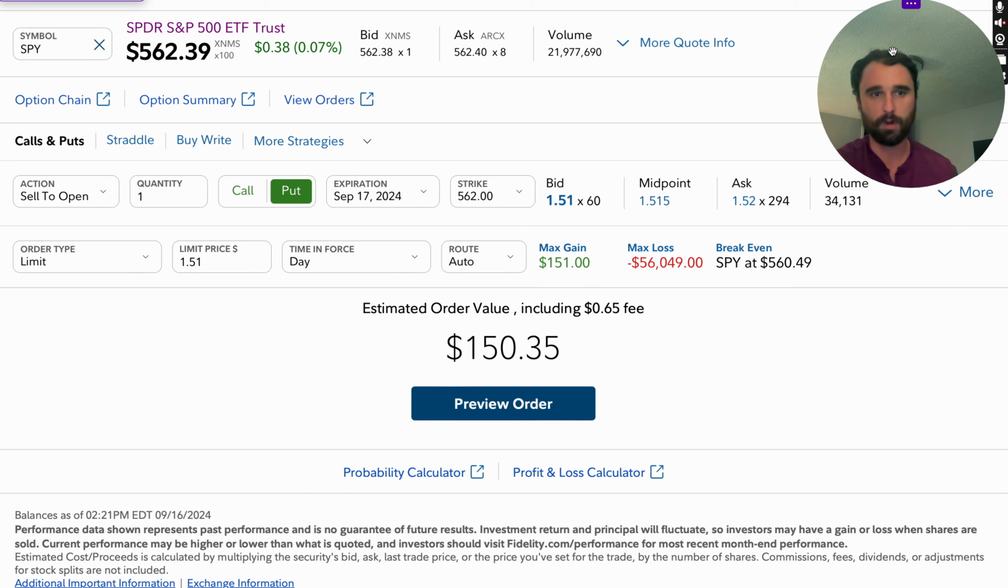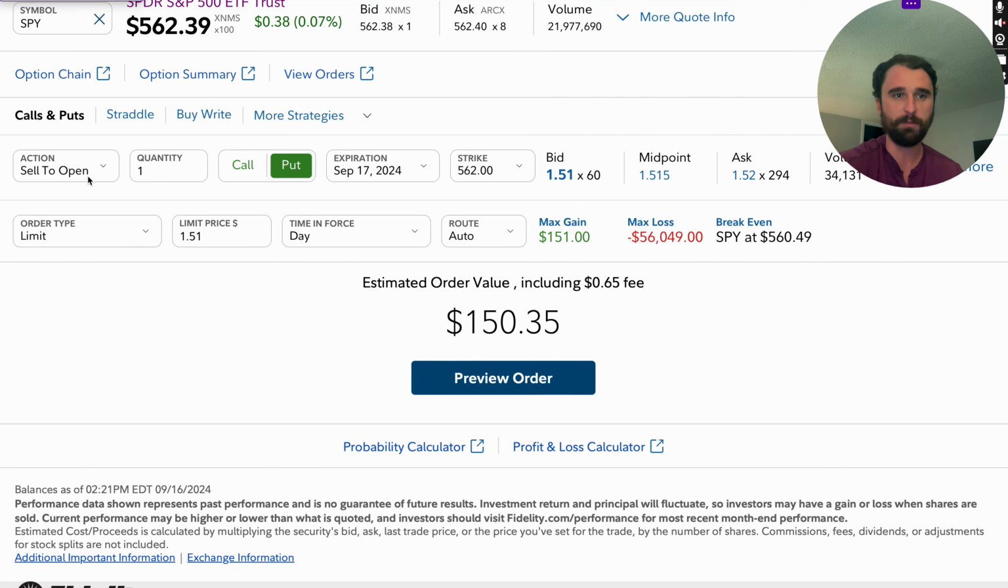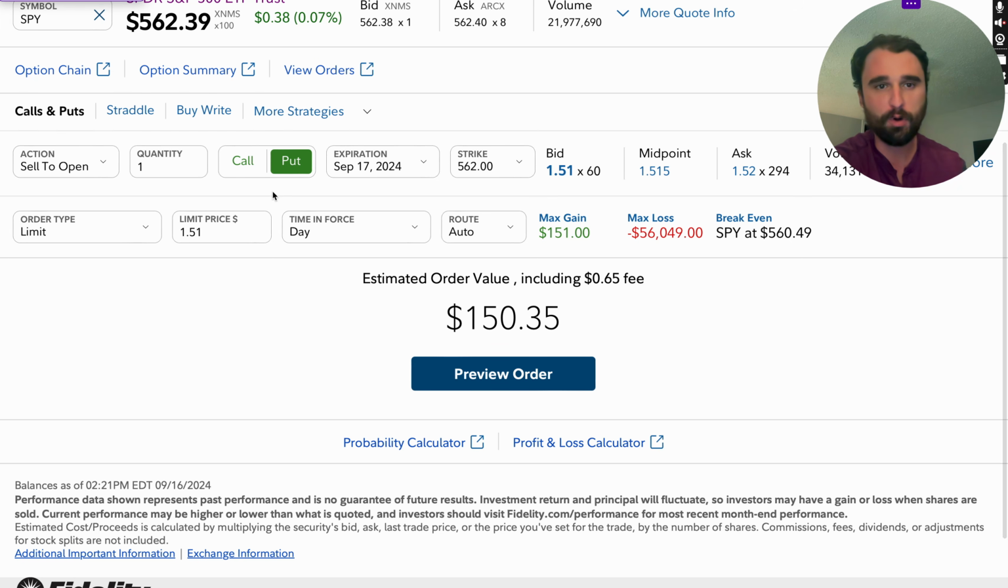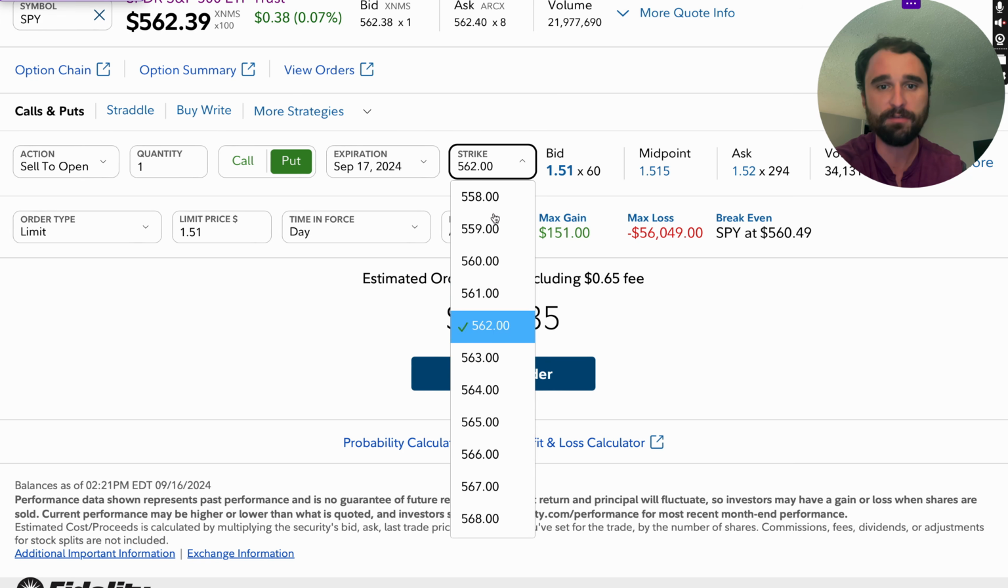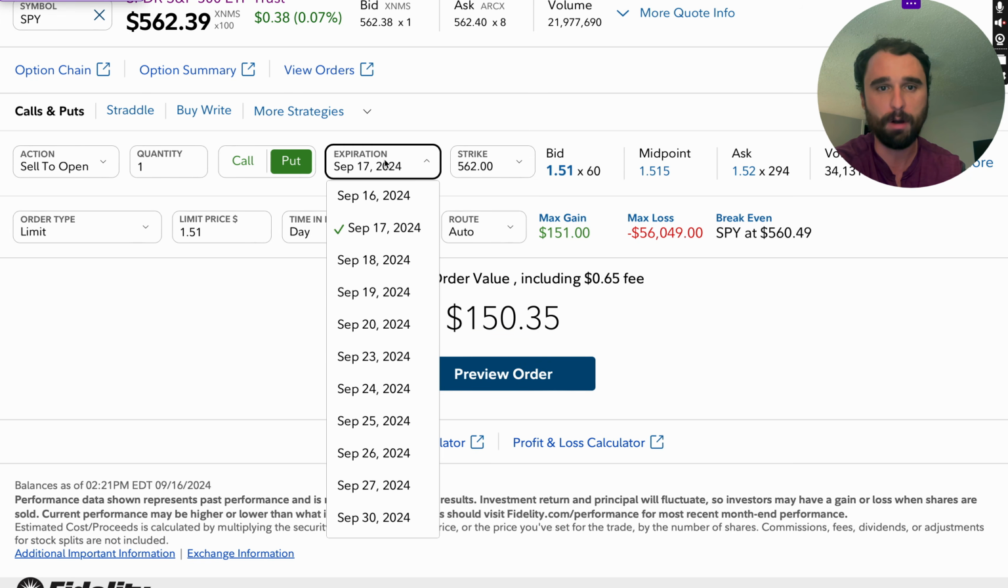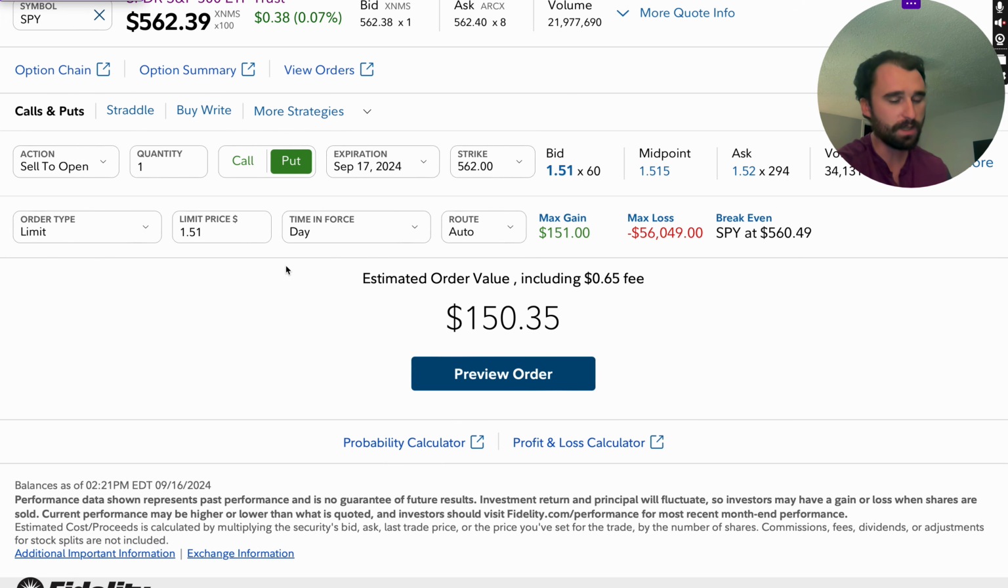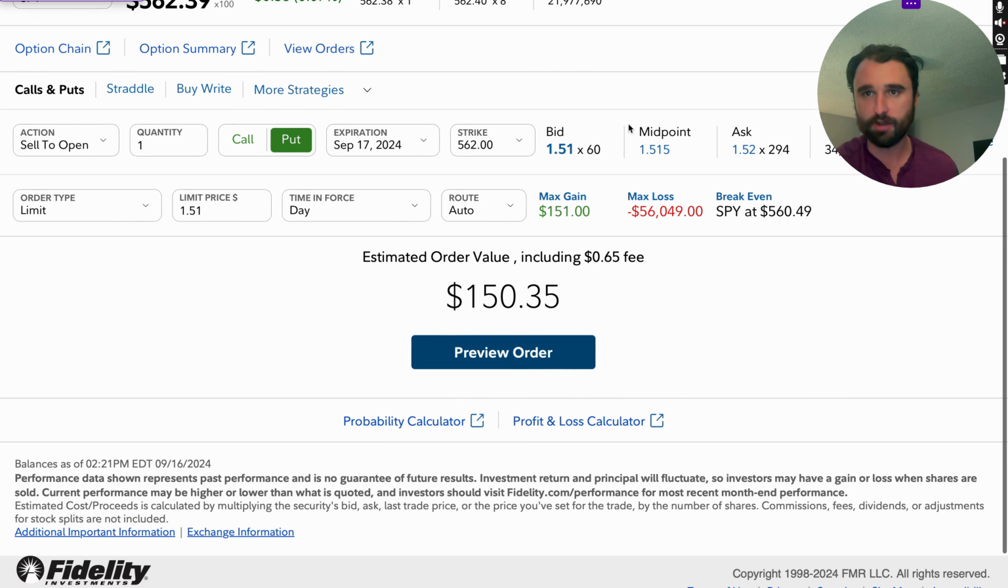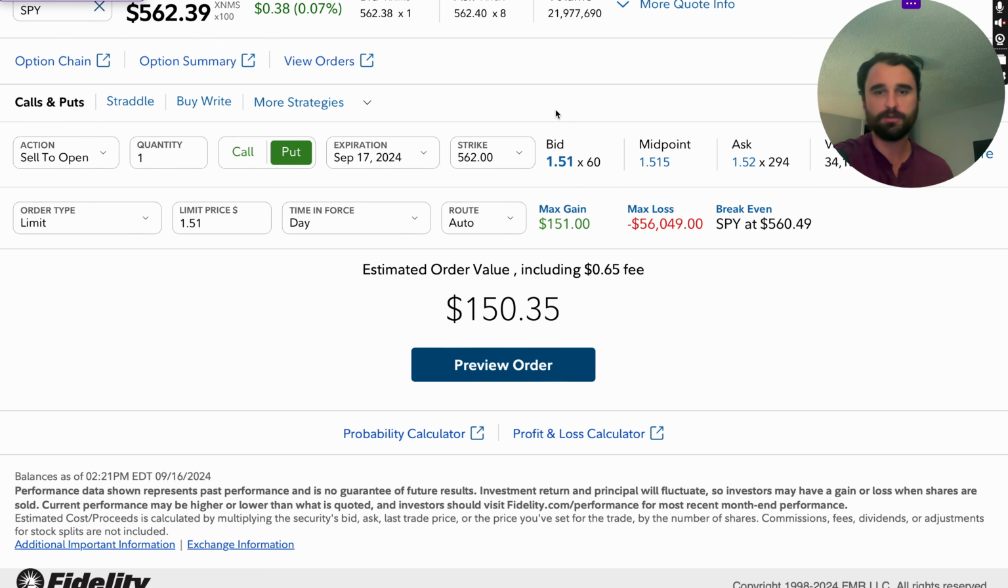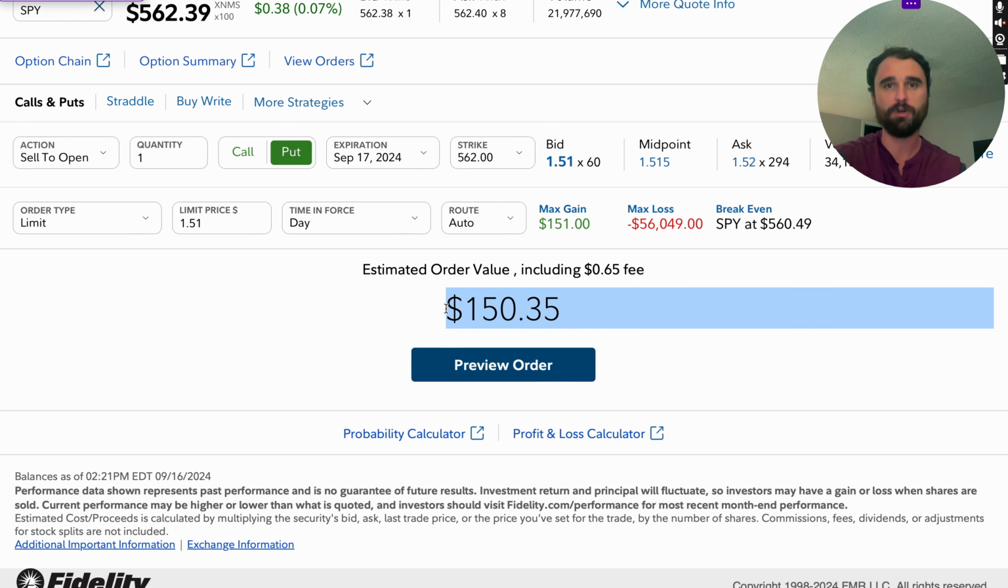And if you look at this, the first thing you'll notice is that we have a sell to open. We're actually going to be selling, or writing, a put option in this case. And this put option is basically agreeing to buy 100 shares of SPY at the price of $562, and this option expires tomorrow. As I'm making this video, it is September 16th. The trading day is almost over today, so what I'm going to do is enter this trade for tomorrow. And as you'll see here, this number, $150, is what we are going to receive into our account immediately for selling this option.